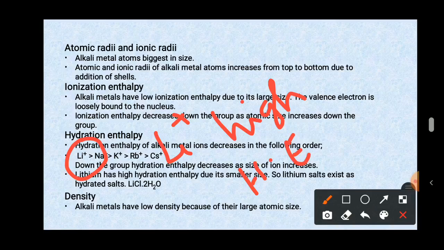A question may be asked: which alkali metal has the highest hydration enthalpy? That is lithium. Another question may be: give reason, lithium cation has a high hydration enthalpy. What is the answer? Due to the smallest size of the lithium cation, it has a high hydration enthalpy.